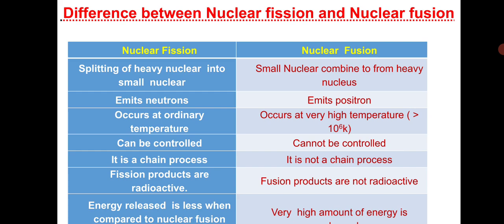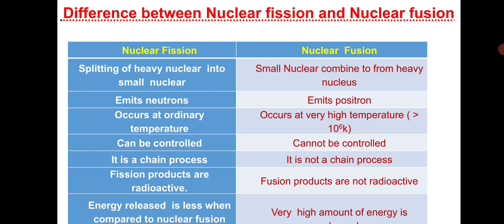Here, the fission products, the smaller nuclear products, are radioactive in nature, emitting beta and gamma radiations. The energy released is less when compared to the nuclear fusion reaction. Let us see nuclear fusion.